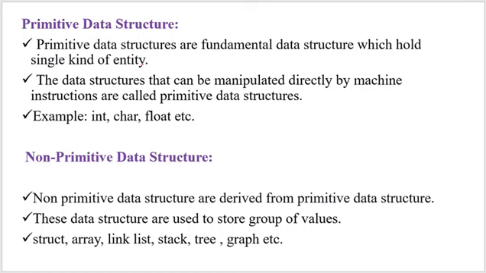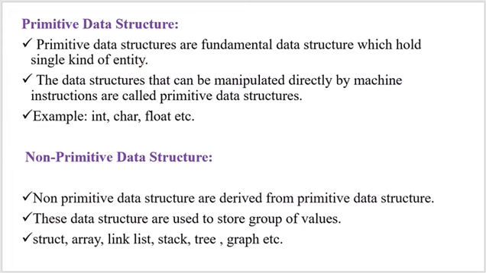Primitive data structures are fundamental data structures which hold a single kind of entity. The data structures that can be manipulated directly by machine instructions are called primitive data structures. Examples of primitive data structures are integer, character, float, etc.